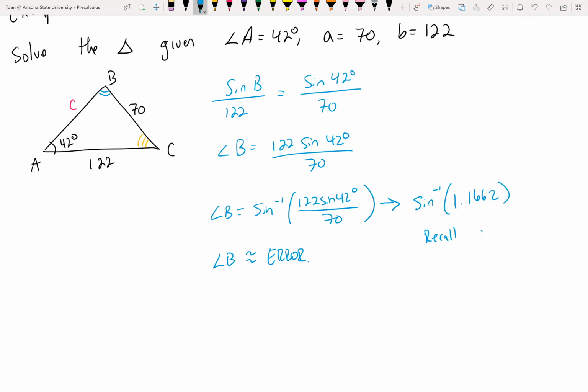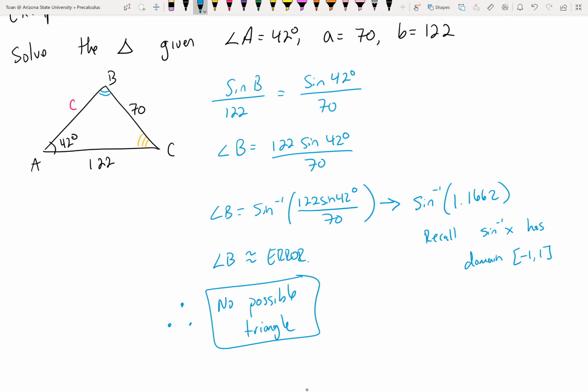We're putting in a number bigger than 1 inside of an inverse sine function. Recall that the domain of inverse sine is -1 to 1. So we are trying to answer this question: what angle has a sine value of 1.16? That is physically impossible because there aren't any such angles. So that's why the calculator threw an error, and that's why we say no possible triangle as our answer.